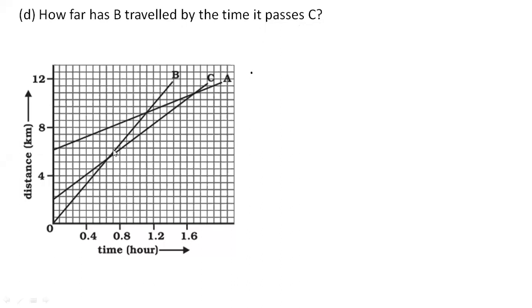This is B's line, right? And where is the line of C? This one. And their common intersection point, this one. So at this particular point, we just want to know what is the distance traveled by B. So that is very simple. This is the point at which we want to know the distance traveled by B. So all we have to do now is draw a perpendicular. Okay, a perpendicular can be drawn. So let us draw a perpendicular.